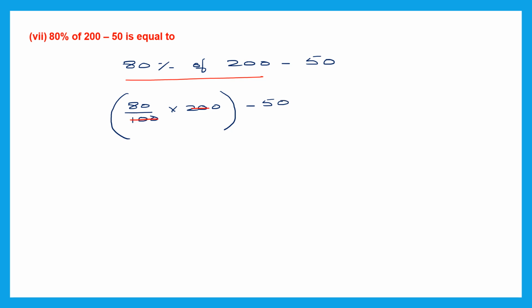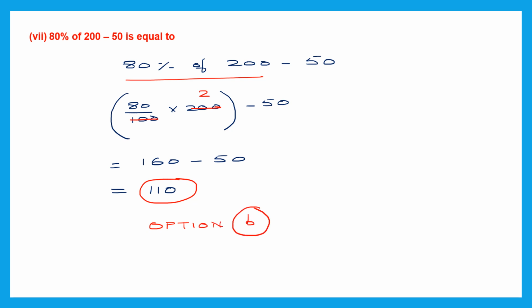So 100 and 200 I can cancel. And now let's multiply 80 into 2. 80 into 2 is 160. Now write minus 50. 160 minus 50 is 110. So this is our answer. And that is again option B. Option B, 110 is our answer.